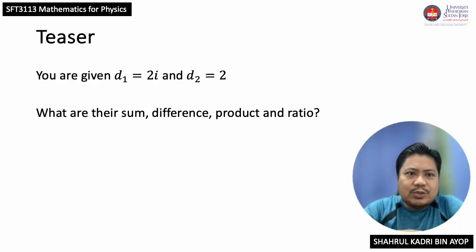You are given two numbers, d1 equal to 2i and d2 equal to 2. So what are their sum, difference, product, and ratio?